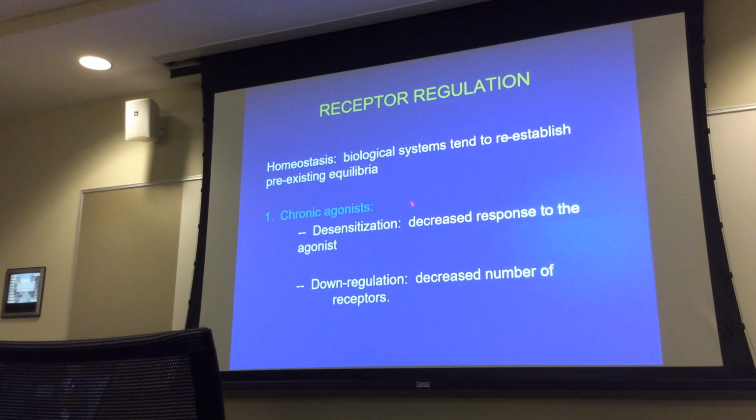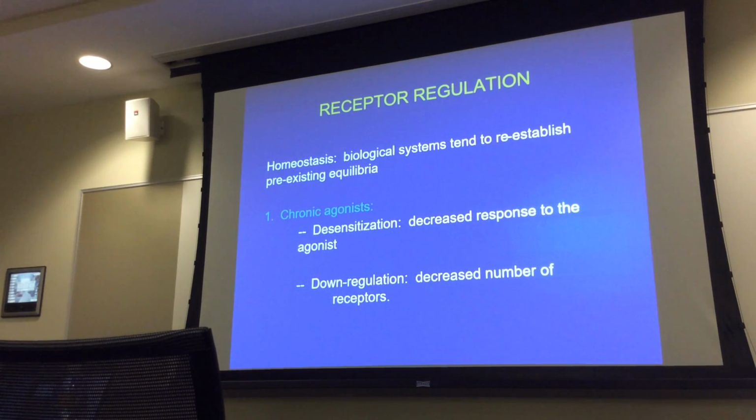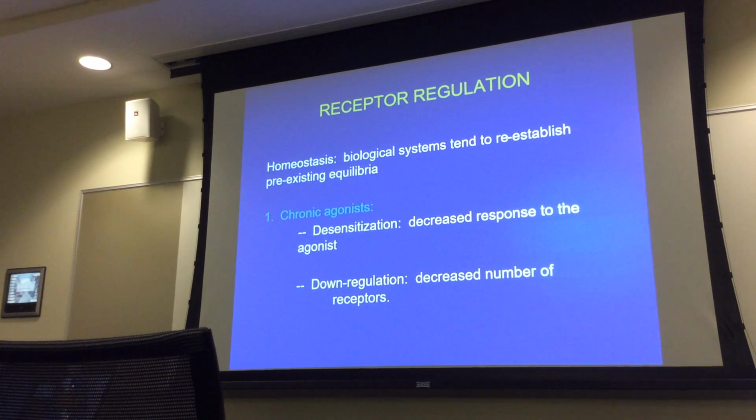So that means that if a system is exposed to chronic agonists, the receptors are being overstimulated. And if receptors are being overstimulated, they respond by desensitizing, or producing a decreased response to the agonist. So this is the most common form of receptor regulation. There's also another form that I'll talk about in a minute, called supersensitivity, which is exactly the opposite. But let's focus our attention on desensitization, because this is by far the most common physiological regulatory mechanism for receptors in a whole variety of systems.